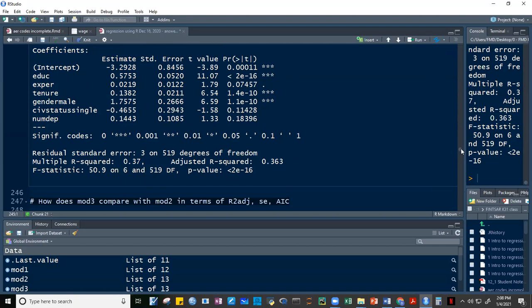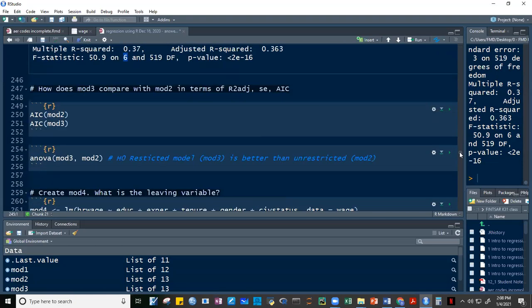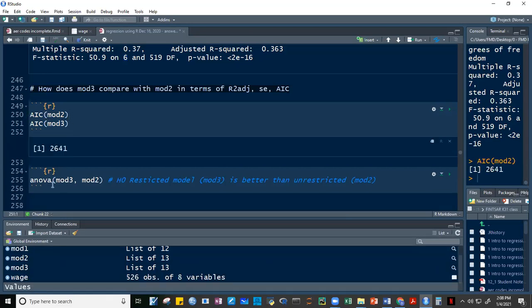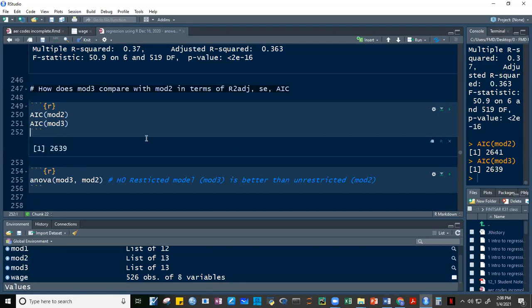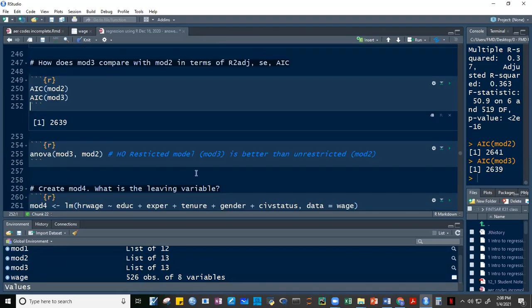Tapos, tumaas yung degree of freedom number 2 natin kasi bumaba yung number of predictors natin. 6 na lang to kanina, 7. Okay. So if we compare guys yung AIC ni Model 2 at saka Model 3, okay, we run this. 2641 versus 2639. So using the AIC, alam natin na mas maganda si Model 3. No? And then, okay, formal test tayo, mag-ANOVA tayo.